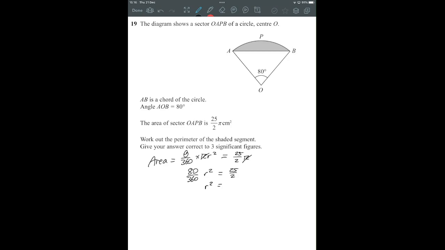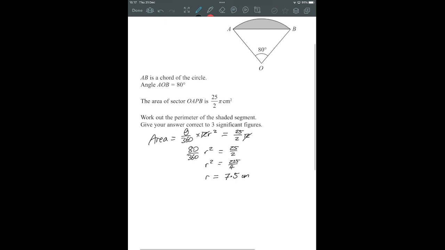That gives me 225/4. That makes me happy because that is a square number. Both the numerator and denominator are squares. The square root of that comes out as 7.5 centimeters. So I now have the radius. The question asks for the perimeter of the shaded region, so I need both the arc and the AB. Let's do the arc first.